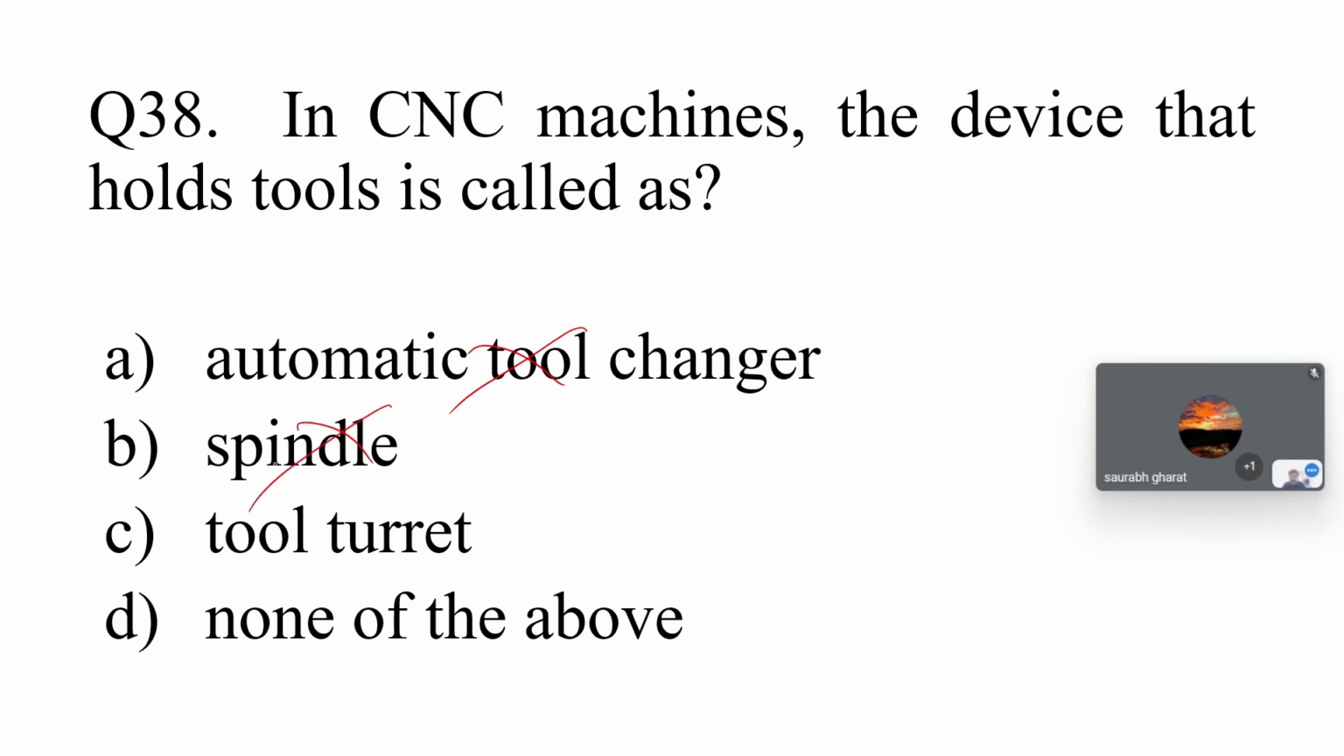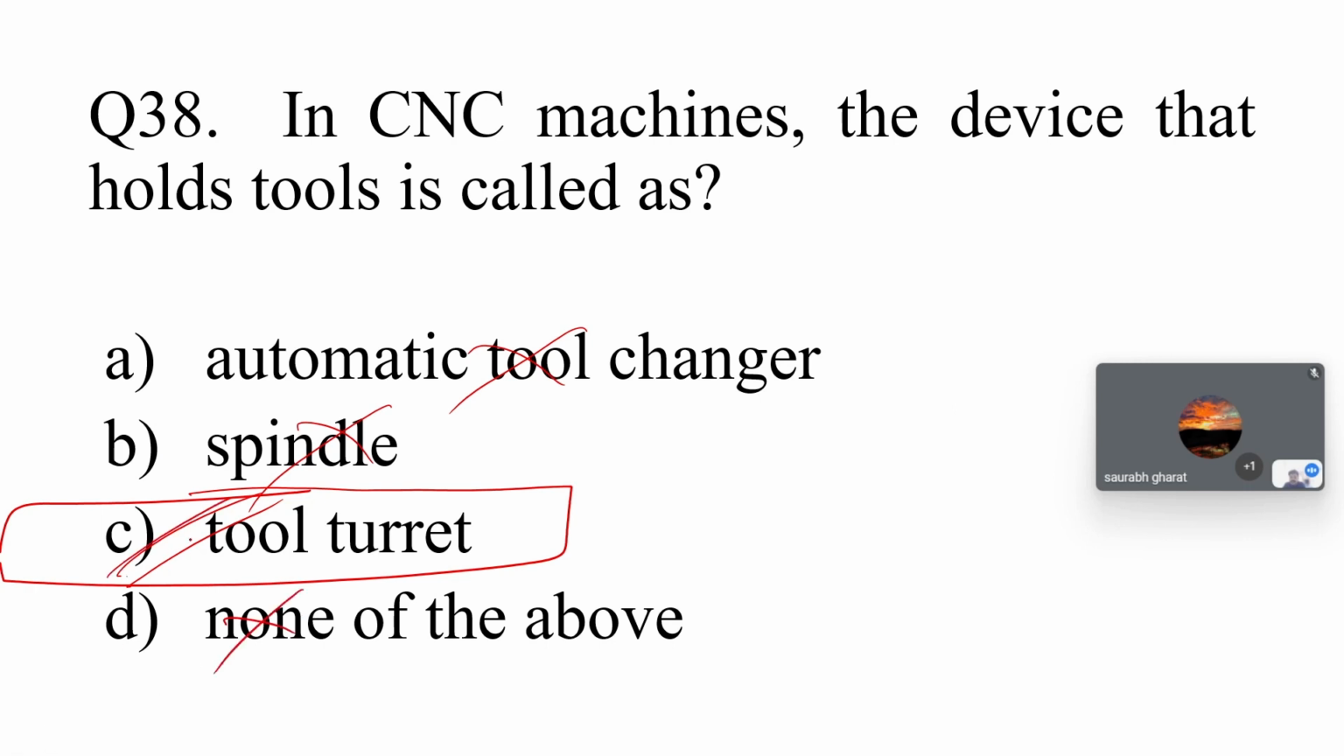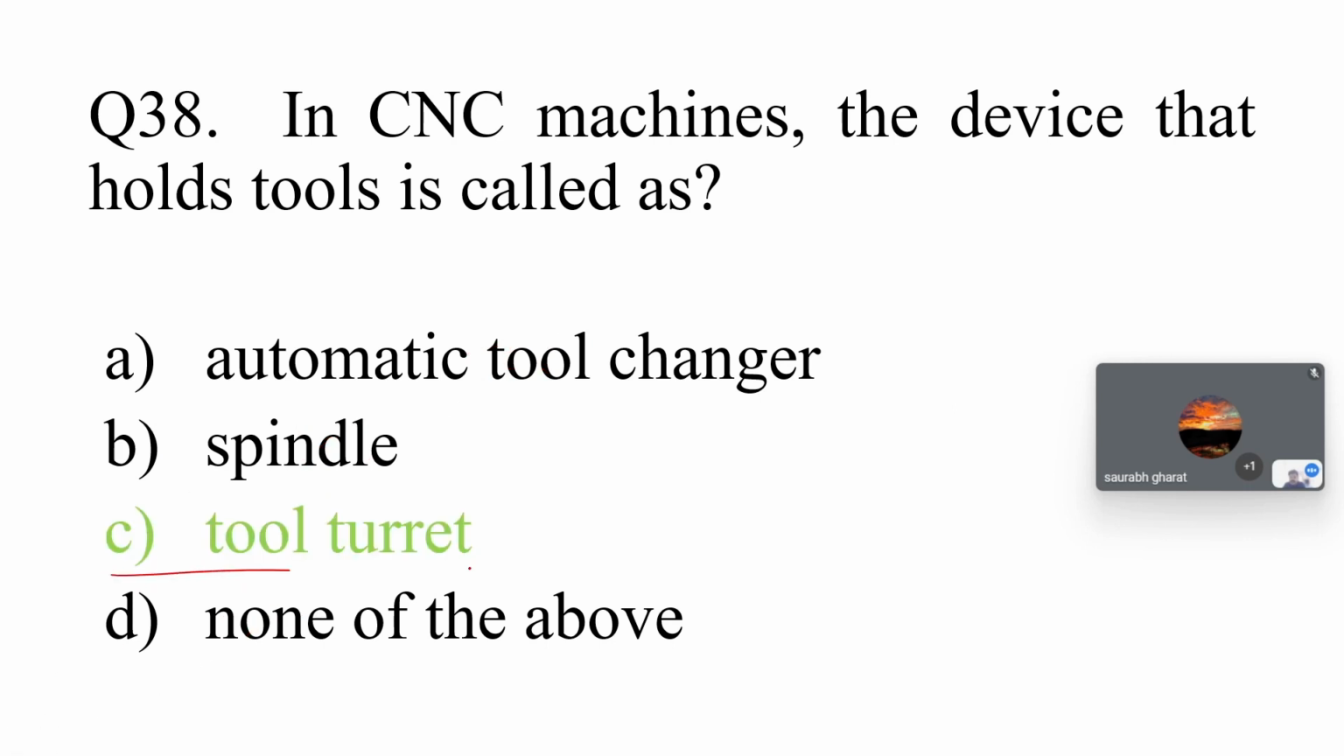So the spindle is to rotate, and the tool holder is the correct answer, because it is holding the tool. It is called the tool holder, to hold these tools. And from the tool holder, the tool changes according to requirement. So this answer is wrong. So only the tool holder is the correct answer.